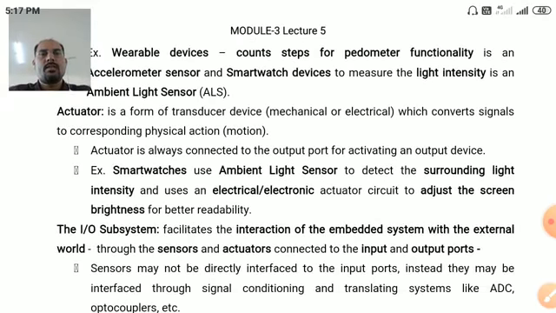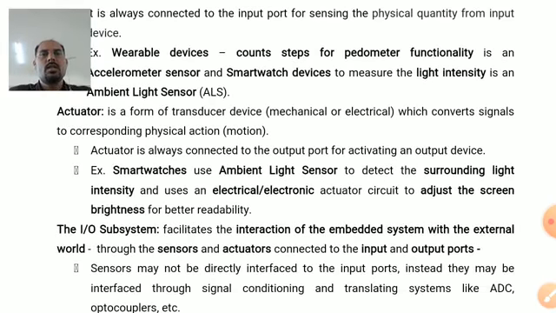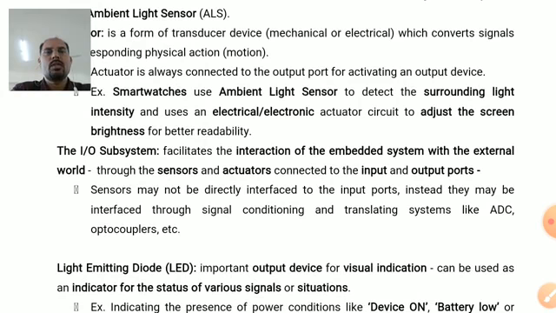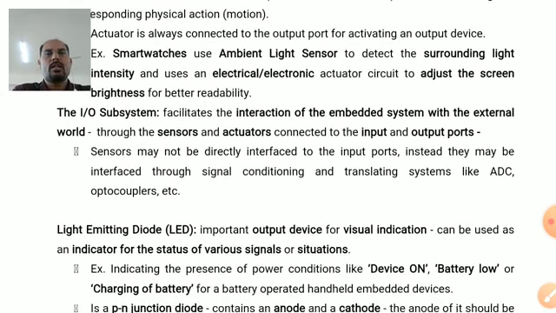Then we have an I/O subsystem. The interaction of the embedded system with the external world takes place with the help of these sensors and actuators. The sensors may not be connected directly to the input ports. Instead, they may be connected to the embedded system via signal conditioning and translating systems such as an ADC, that is, analog to digital converter, and optocouplers.